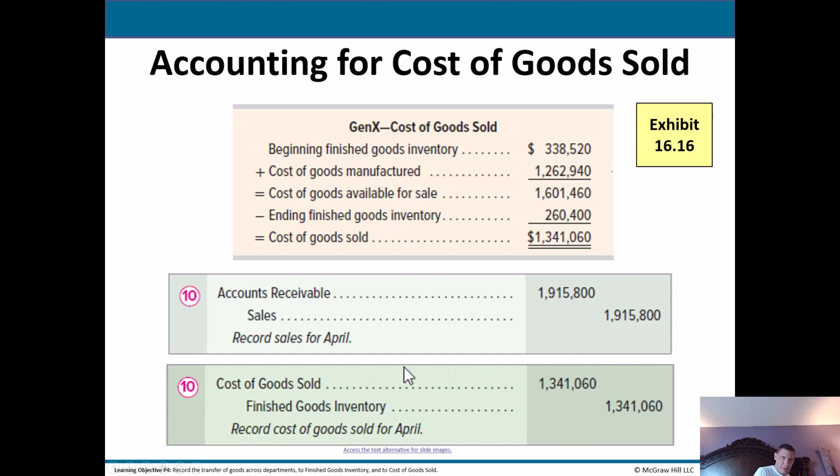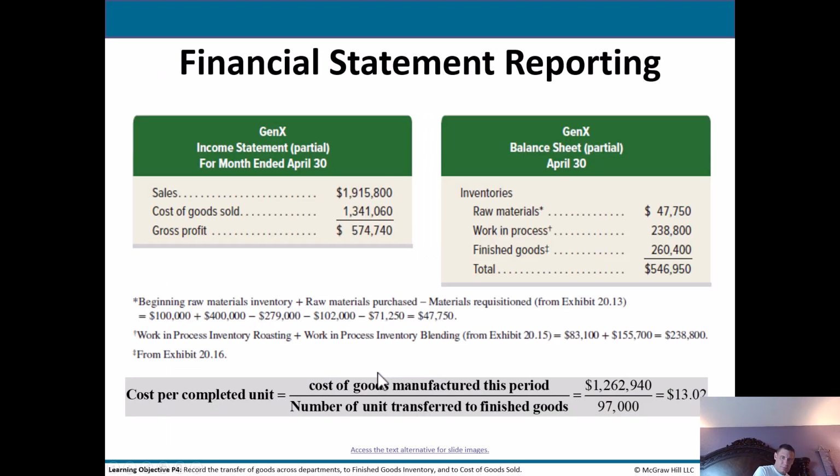That, of course, would be the gross margin, the difference between sales and cost of goods sold. And down here, number 10, they're debiting cost of goods sold and crediting finished goods inventory. So it's been removed from finished goods inventory, from the warehouse, if you will. It's been transferred over to cost of goods sold.